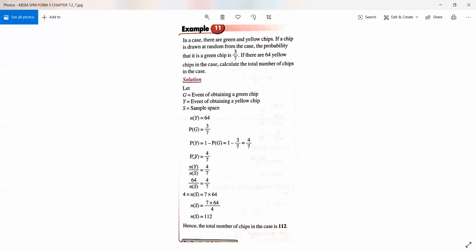We know the probability of a yellow chip is the number of yellow over the number of the sample space. The number of yellow is 64, so we substitute it: 64 over the number of the sample space, which we don't know. That's what we need to find, because the total number of chips is the number of the sample space. Cross multiplying, 64 times 7 divided by 4, we get the number of the sample space as 112. This is the total number of chips in the case.